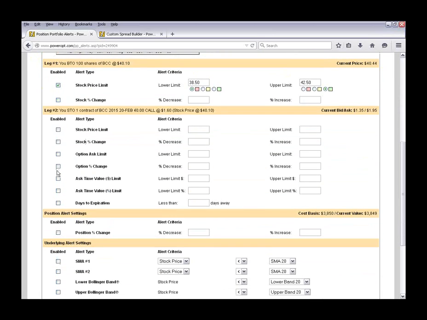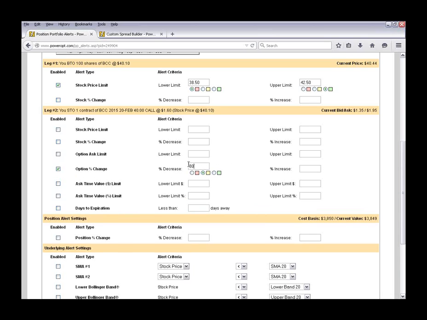We talked about the option price change, so I may want to set an alert that if the option decreases by 80% of its value in my favor, then I may look to buy it back. We could also put in an increase as well.